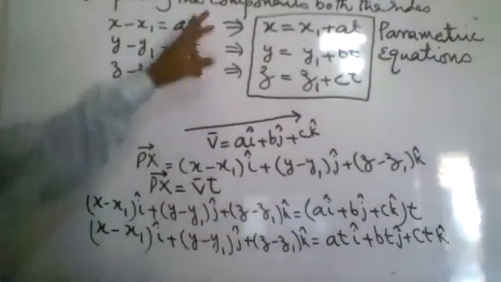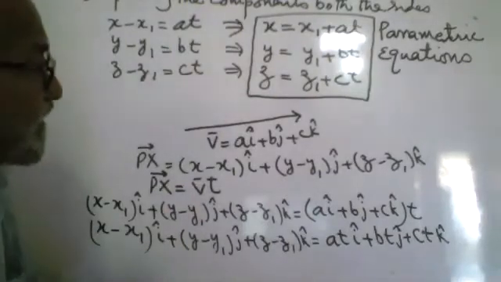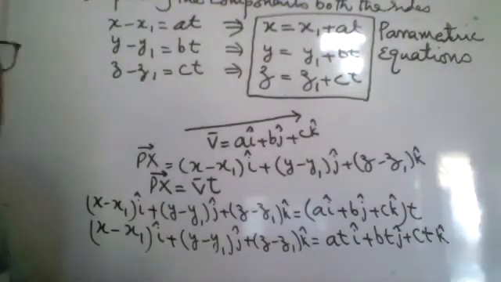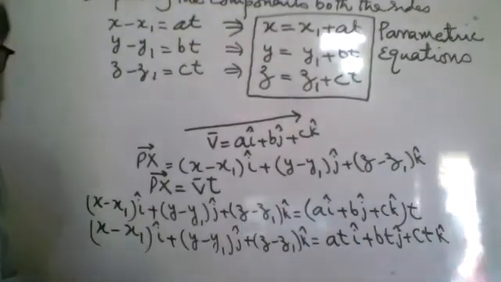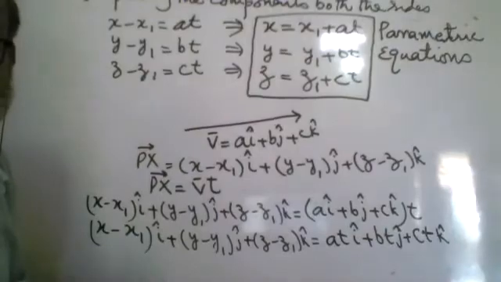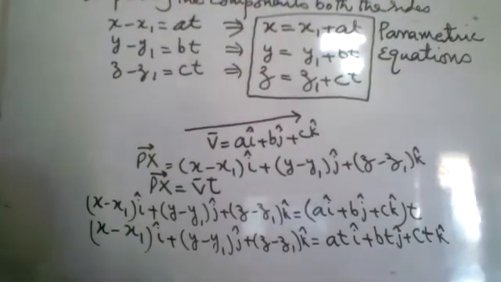So this is the way we will find the equation of a line which is passing through the given point x1, y1, z1 and parallel to the given vector ai plus bj plus ck. Now we will do the exercise. We'll do some questions.